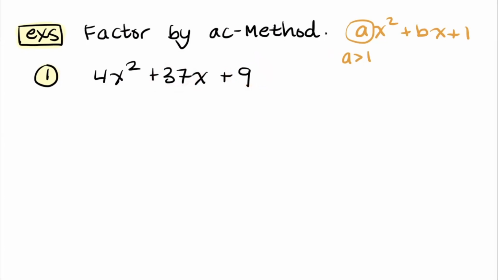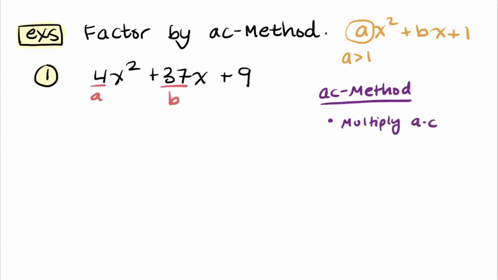So here's the way to go about the AC method, and I'll write the steps over on the right as we go through it in this example. So it's called the AC method because we take A times C. So in this case, right, this is A. It's just the numbers without the x with their sign. So A is 4, B is 37, and C is 9. So we do A times C, which in this case is 4 times 9, which is 36.